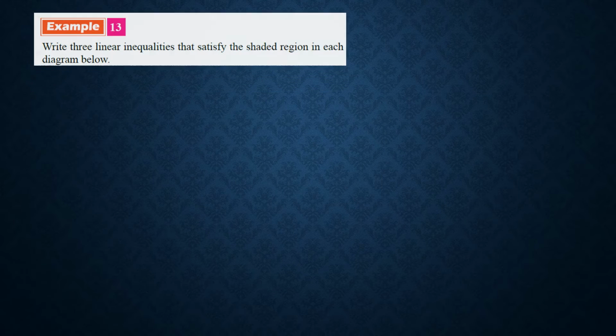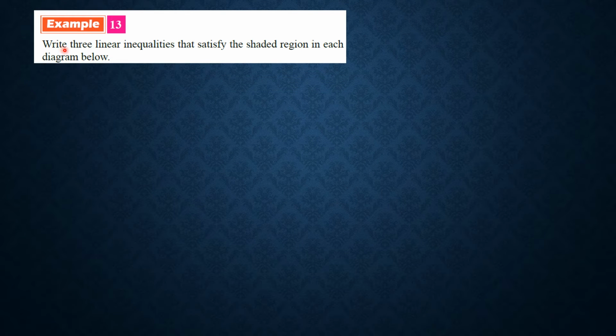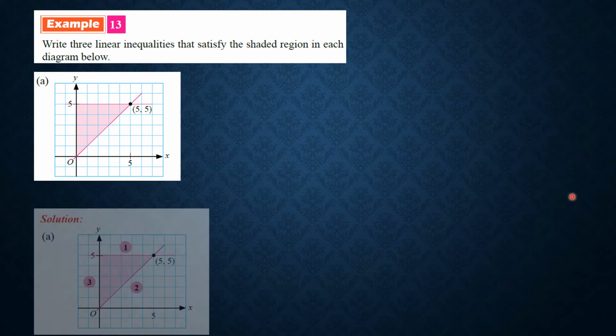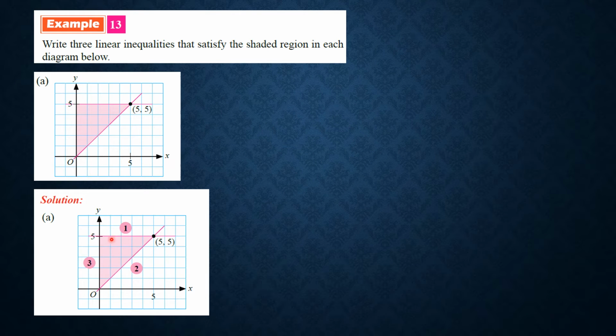Next, we look at example 13. You can refer to your textbook at page 172. Write the three linear inequalities that satisfy the shaded region in each diagram below. Okay, so we look at part A. Just now the linear equation was given, but now the linear equation is not given, so you have to find the linear equation first.